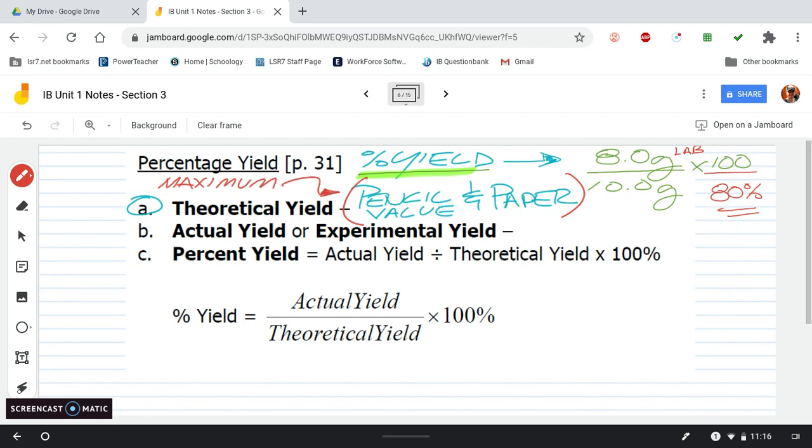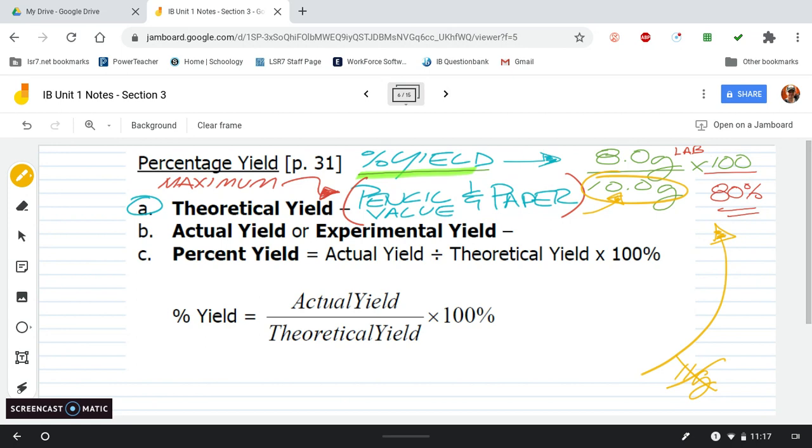So let's go back up to our first example here. If we're doing the example that I just made up, and you went into the lab and you got 11 grams, well, that doesn't make any sense because the theoretical, which is right there on the bottom, is 10. 10 is the max. And so if you get 11, well, that doesn't make a lot of sense.